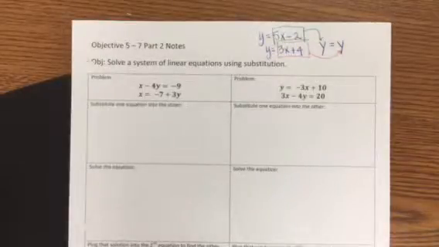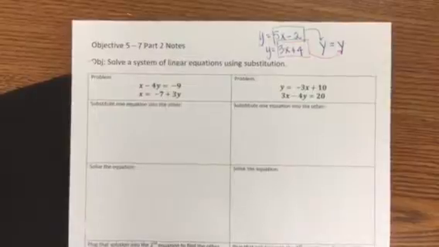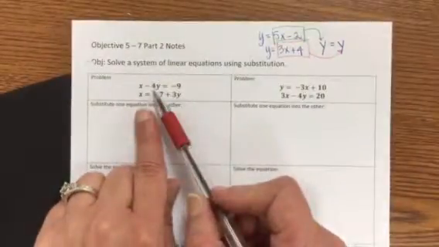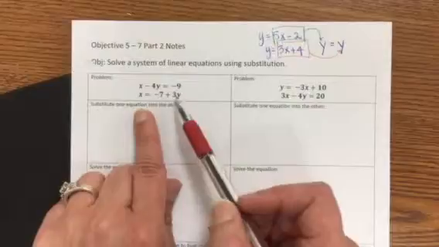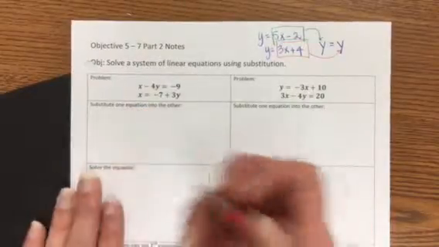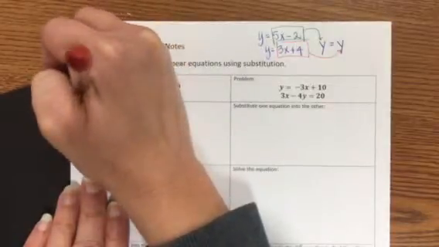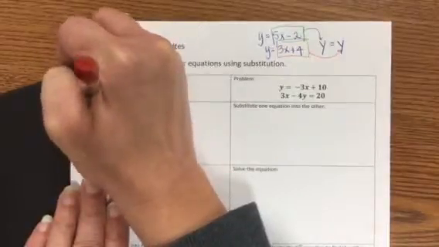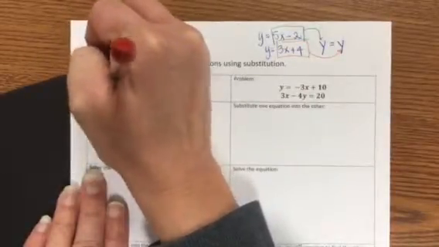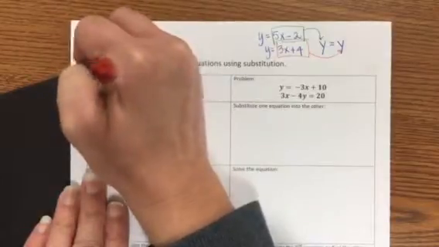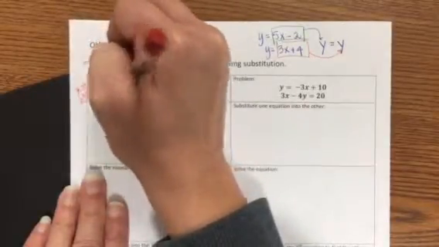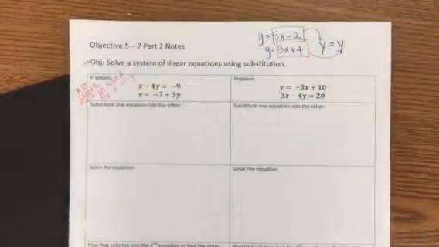So today it's going to be very similar to that, but they're not both going to be solved for y. In fact, neither of them may be solved for y. So basically what we need to do is look at our equations, okay? And we need to make sure that at least one of them is solved for one of the variables. It doesn't matter if it says x equals or if it says y equals.